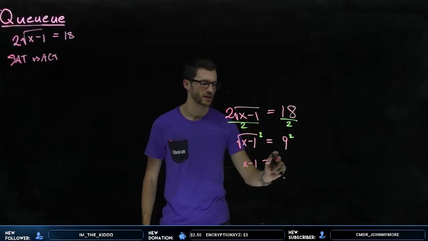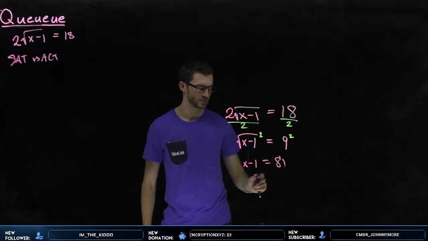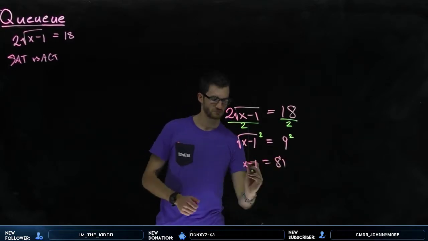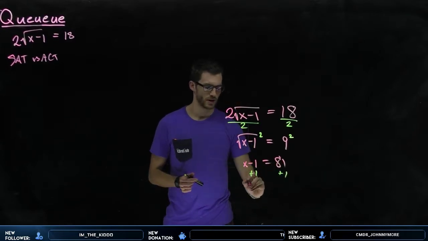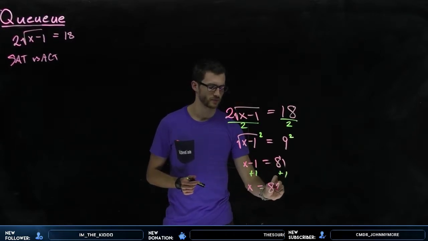And 9 squared is 81, which is also mildly pretty. And then we subtract 1. No, we don't. We add 1. Psych. And we get x equals 82.